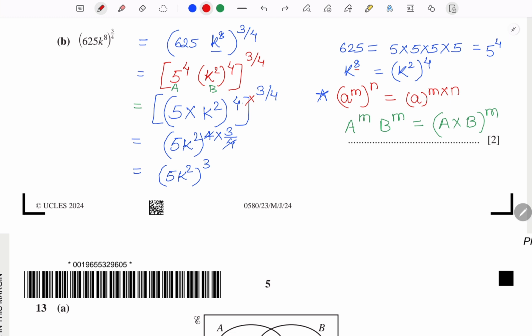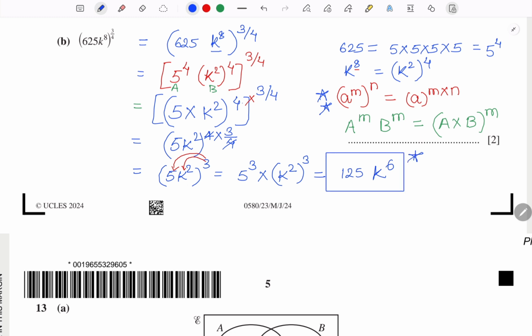What we can do from here, this power 3 will go with 5 and this will also go with k square. So we will write 5 raised to the power 3 into k square raised to the power 3. This will give me 5 raised to the power 3 is 125 and k square raised to the power 3. Again we will use this property and these two will get multiplied. That means k raised to the power 6, and 125 into k raised to the power 6 is our answer for this question.